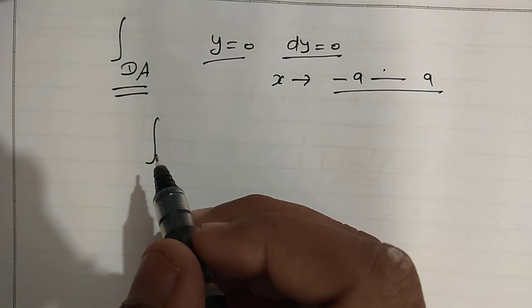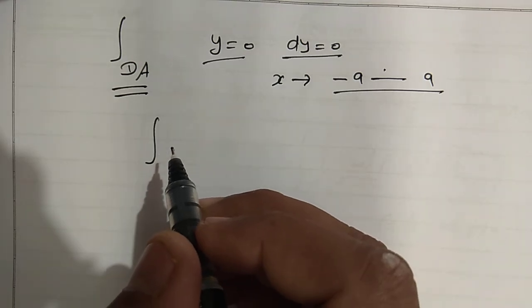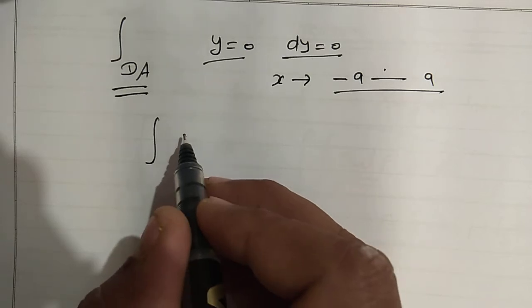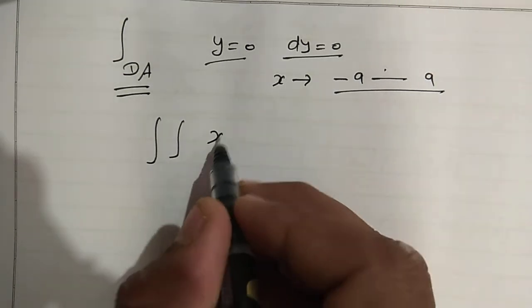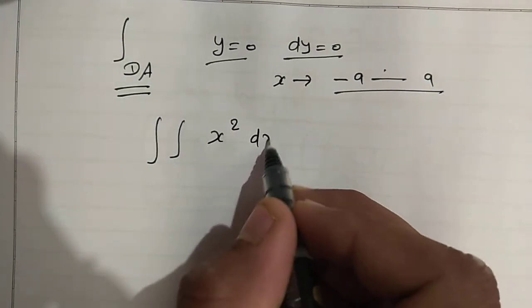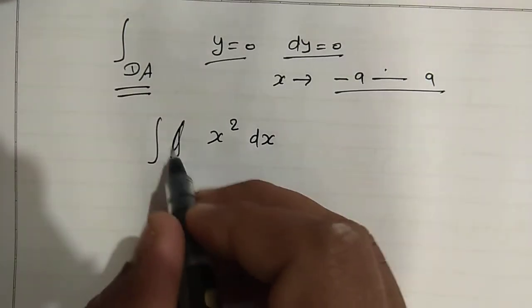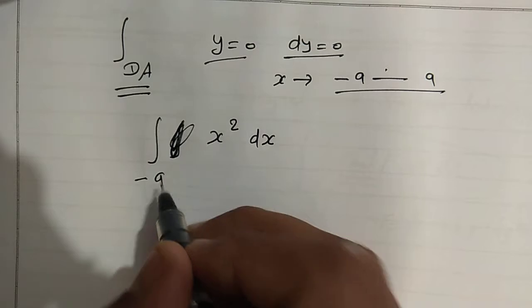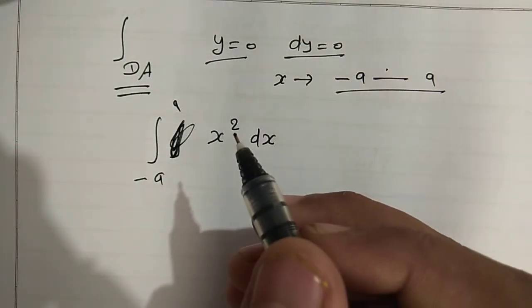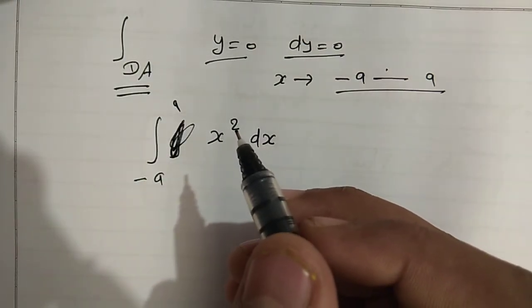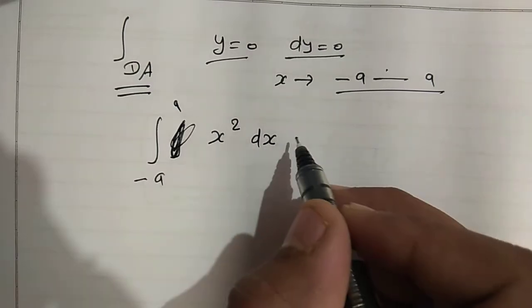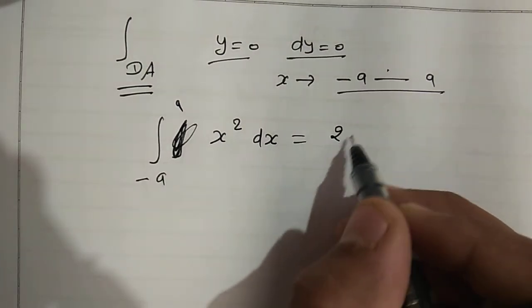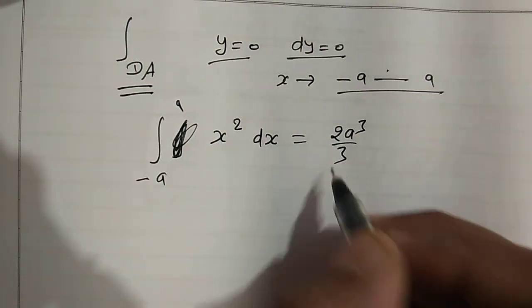So y equal to 0, so we have the line integral of x square dx, minus a to plus a. If you solve, we get 2a cube by 3.